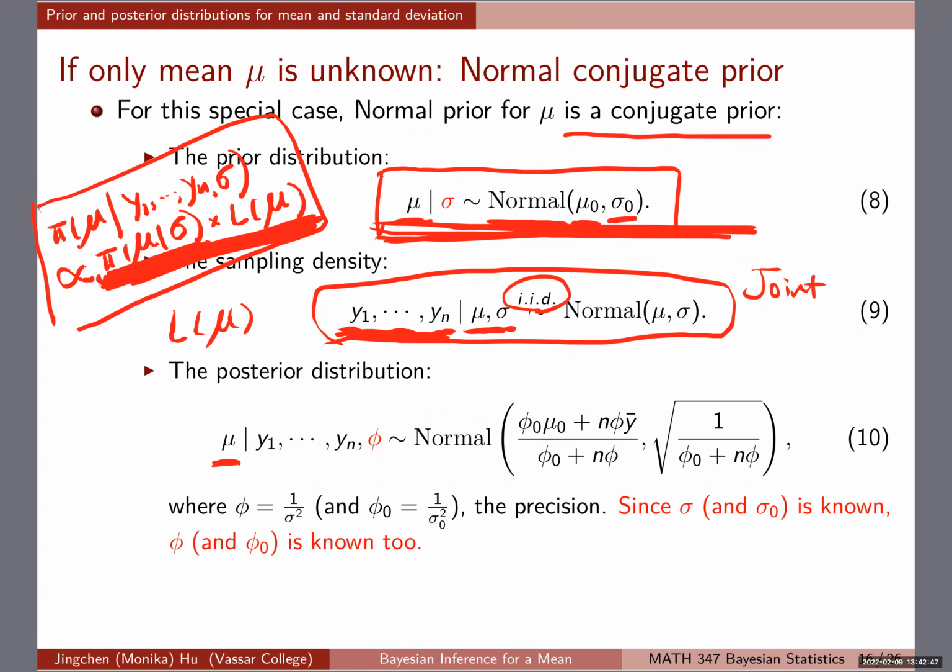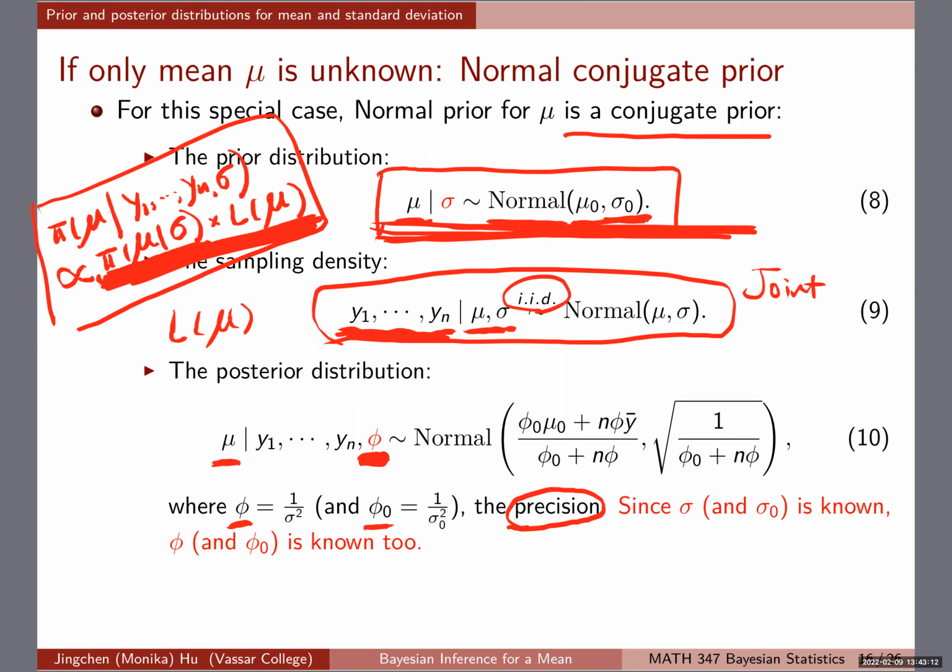Another thing, as you notice here, I use a different notation just because it will look a little bit easier to read. Instead of the variance sigma squared, we're using what we call precision. We define it to be one over sigma squared, so phi here is one over sigma squared. And if you're working with the sigma zero here, we just use phi zero.